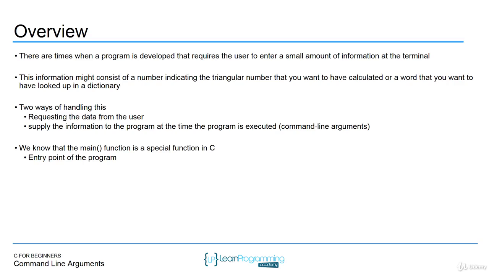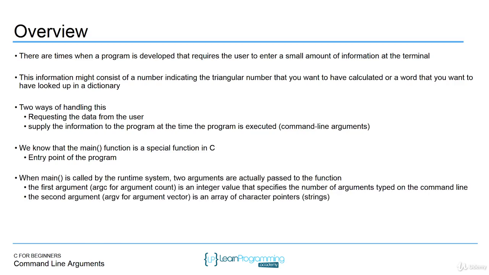And so we already know that every C program has a main function. This is a special function. It's basically the entry point of the program. It's also special because it can be used to get command line arguments. So when main is called by the runtime system, two arguments are actually passed to this function, command line arguments. The first one is the argument count.